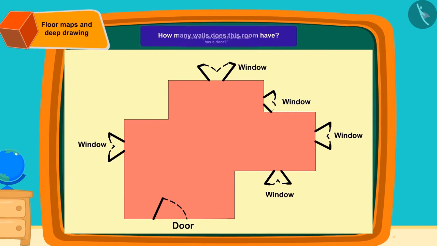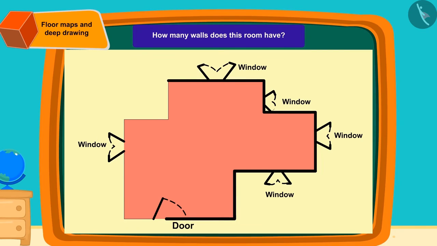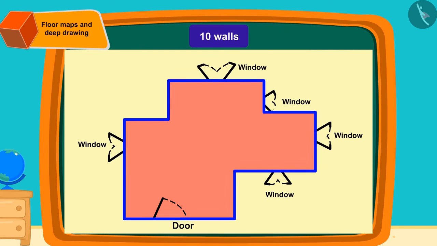How many walls does this room have? Right, this room has 10 walls. How many walls are there in this room with no windows? There are 5 walls with no windows.